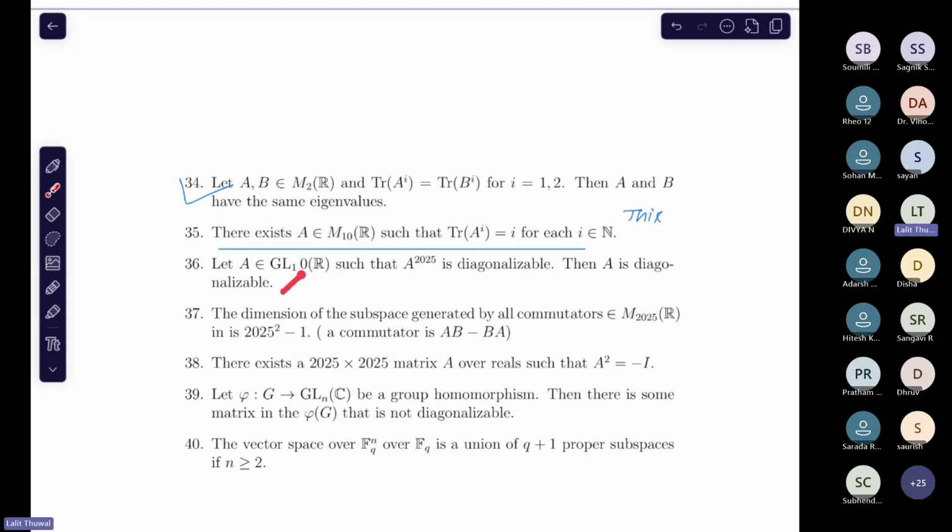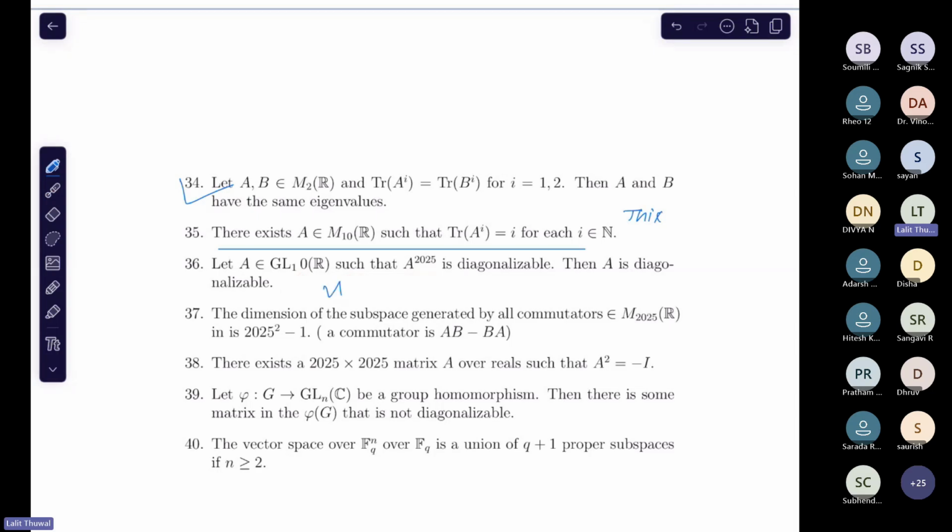I don't remember because I might have told it somewhere else also. Okay, right? So have I told you about something like this, that if A is invertible and diagonalizable, A square is diagonalizable? No, right? I have not told you about it, right? Okay, let me tell you.